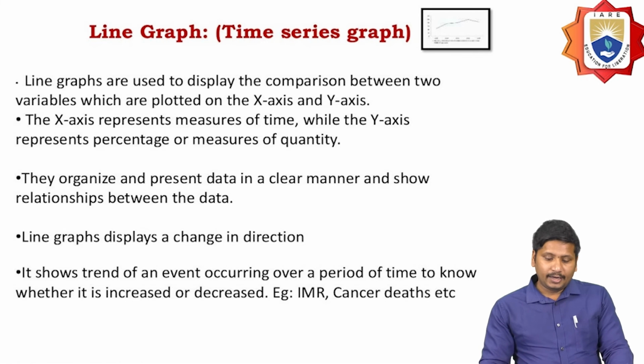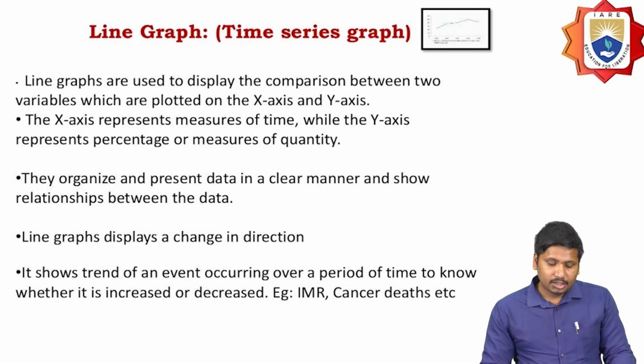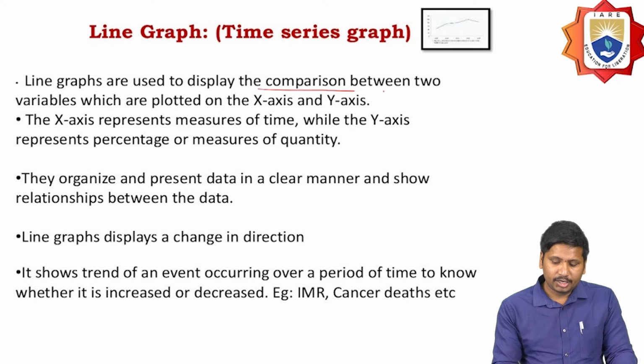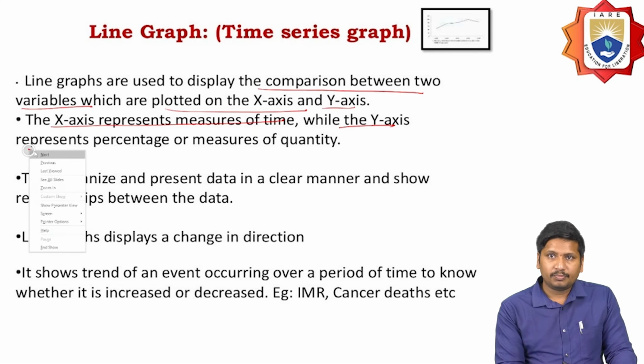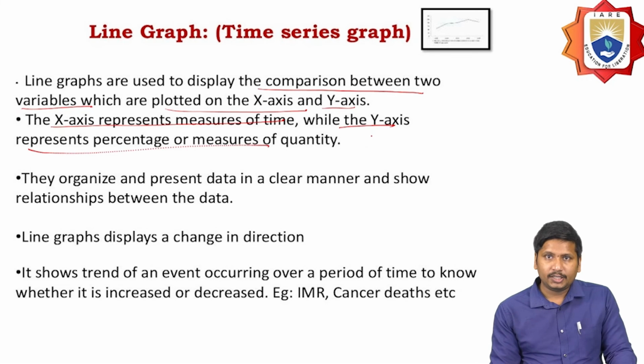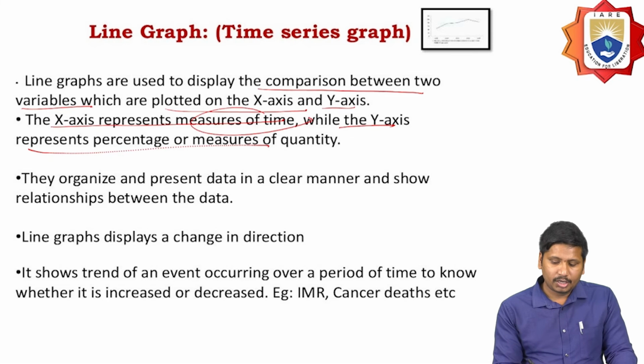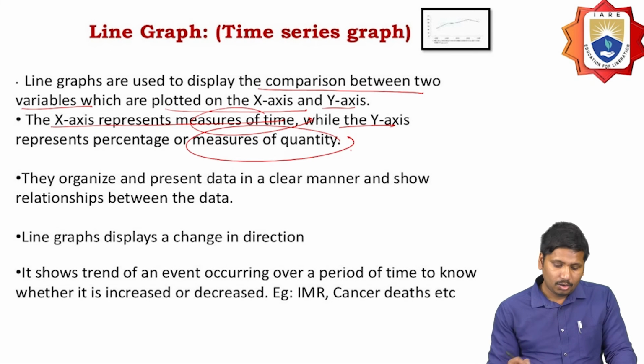And next one is the line graph. The line graph is the time series graph. These line graphs are used to display the comparison between two variables plotted on the x and y axis, right? If I want to make a comparison between two variables, I have to make use of the x-axis and y-axis. The x-axis represents the measures of time, whereas the y-axis represents the measures of quality. So the measure of time should be on the x-axis and the measure of quality on the y-axis.